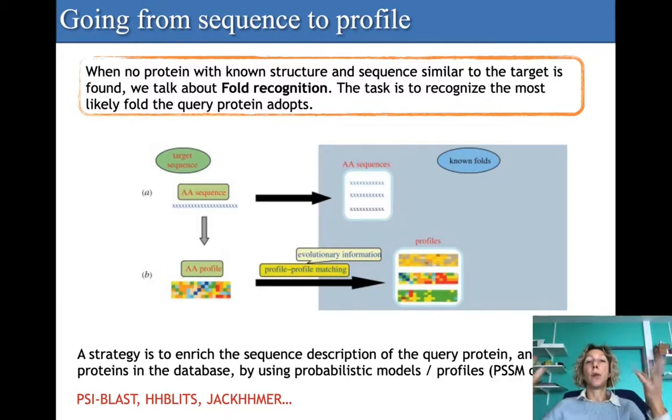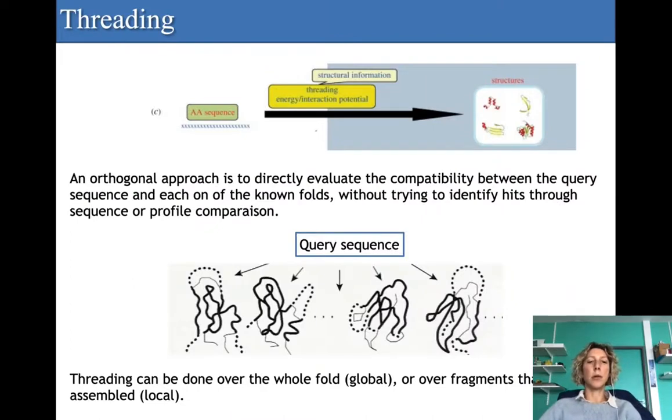There is this question of fold. Okay, if the homologue is close, you don't have the question. You know the fold. It's the fold of the close homologue. But if you don't, then you have multiple choices between multiple folds. So you enrich the sequence description of the query protein by using probabilistic models, profiles with PSI-BLAST, HHblits, Jackhmmer, HMMER. Many tools allow you to do this. So this is a possibility.